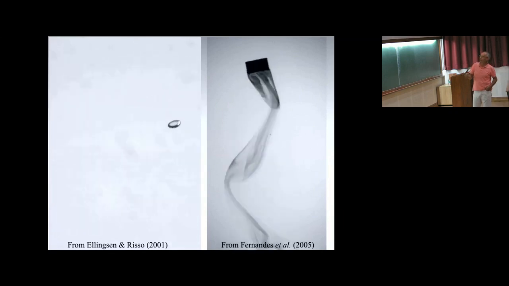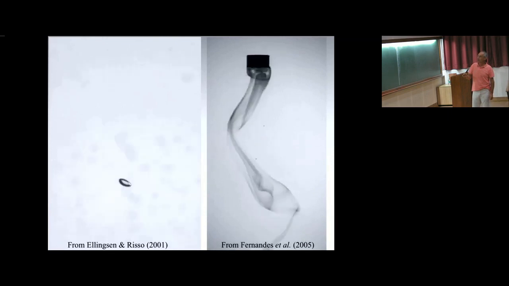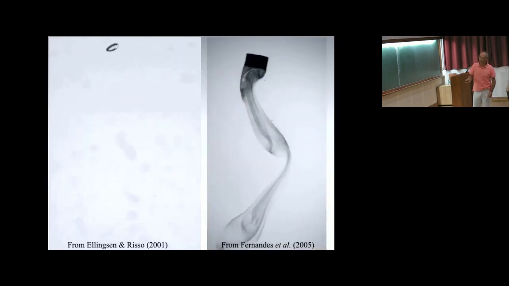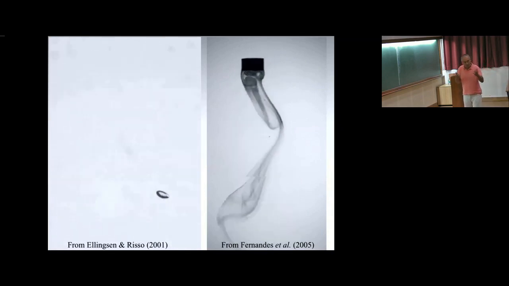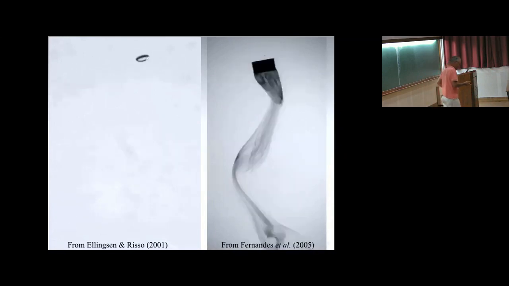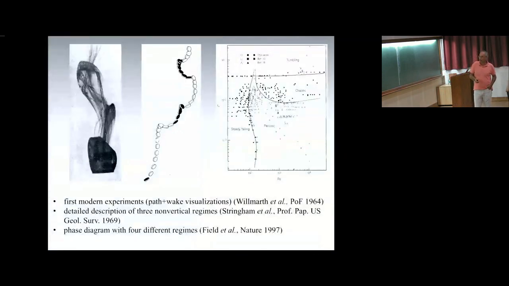And of course, you see that there seems to be a close connection between the motions, the lateral motions of the disk and the vortex shedding in its wake. So there is clearly a connection, but we'll see how close this connection is later. Okay, so this is the modern view of the thing.